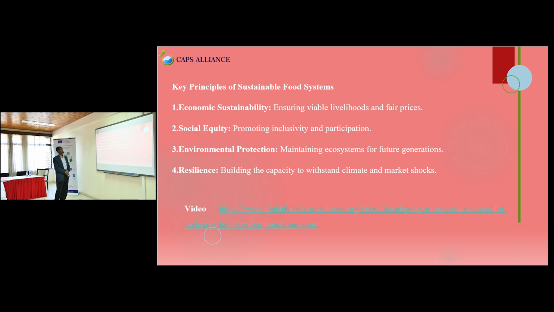So the key principles of sustainable food systems are economic sustainability, social equity, and promoting inclusivity and participation. When you see the term equity, you always think about vulnerable groups. You think about women. You think about the youth. That is when you talk about social equity. Everybody must be involved. Men are actually vulnerable on their own, the boy child.